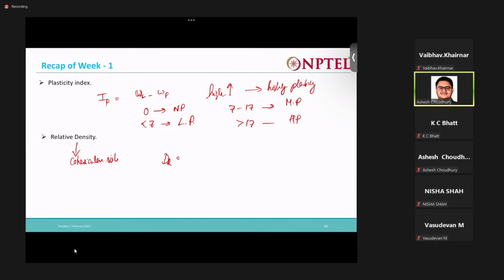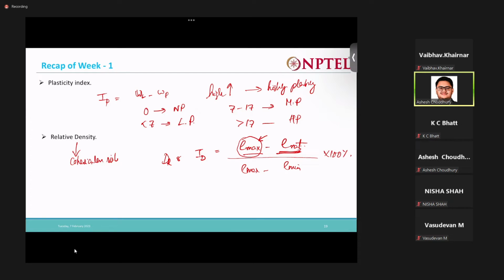The relative density is defined as: (e_max minus e_natural) divided by (e_max minus e_min), into 100%. At the top you have the void ratio of the soil in the loosest state. Loosest state means maximum void ratio, so e_max minus the void ratio in the natural state.